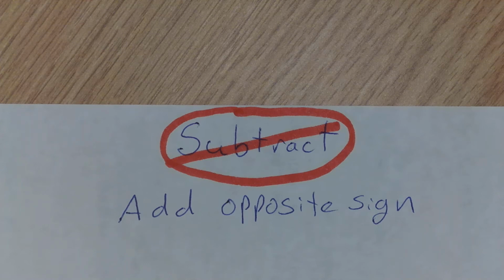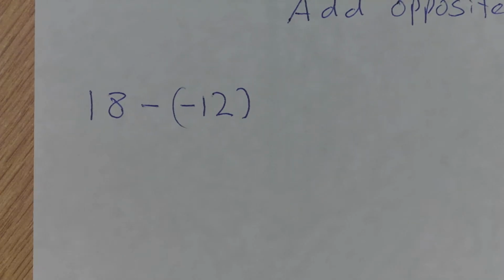What happens when we subtract integers that have opposite signs? And they're a little bit too big for a number line or for our little discs. So what I'm going to introduce to you is something called add opposite sign. So when I look at this here, I have a positive 18 minus a negative 12.